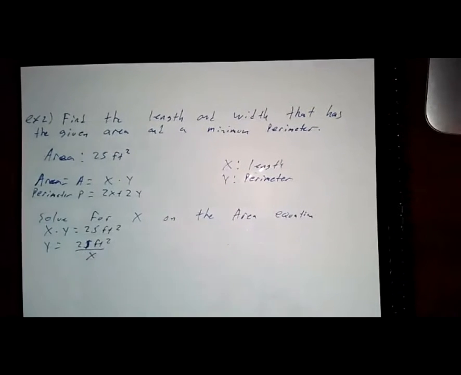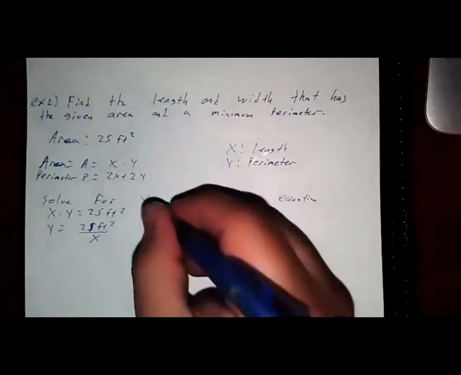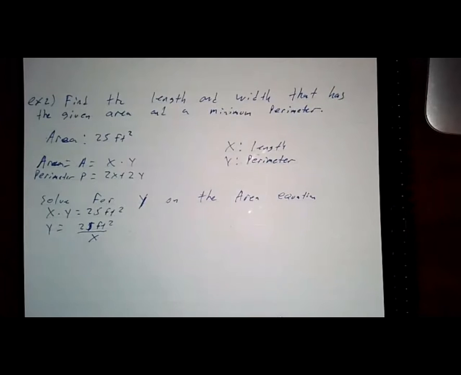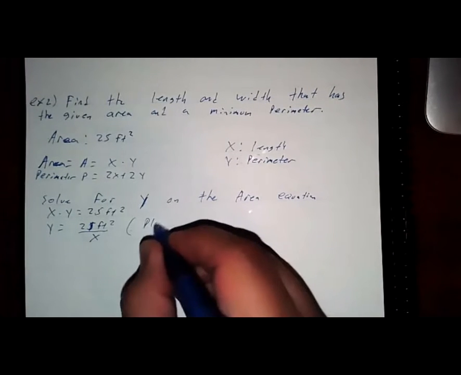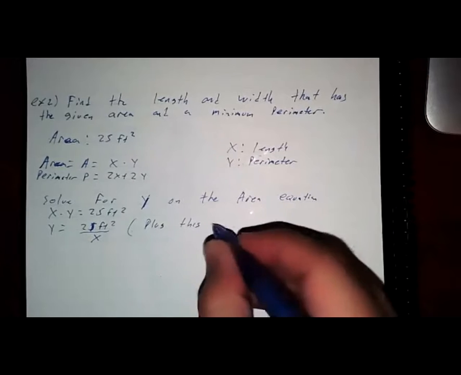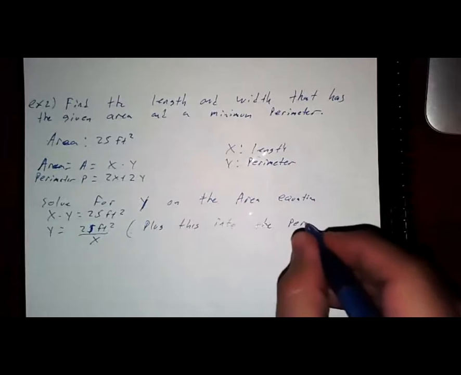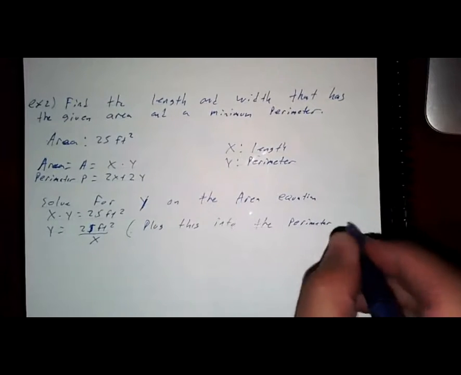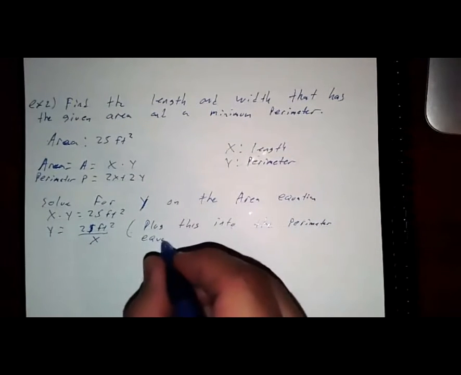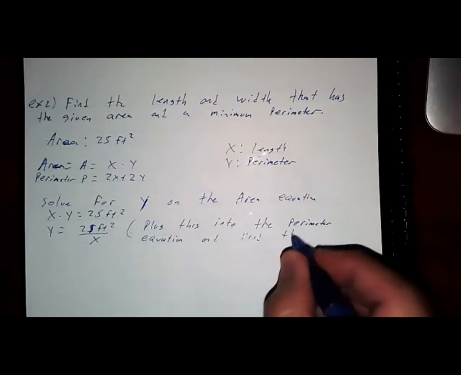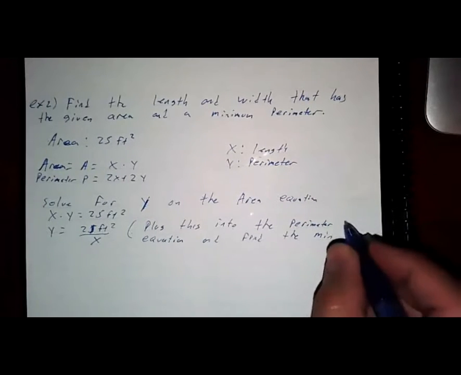So y is equal to 25 feet squared over x. So changing this note. Solve for y. Okay. So plug this into the perimeter equation. And find the minimum. That's what we're doing here.